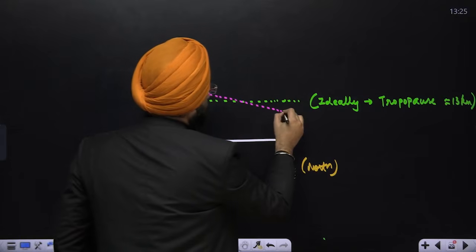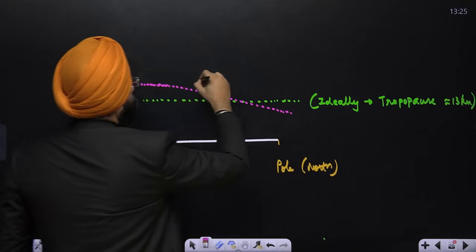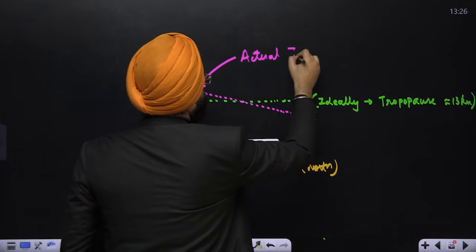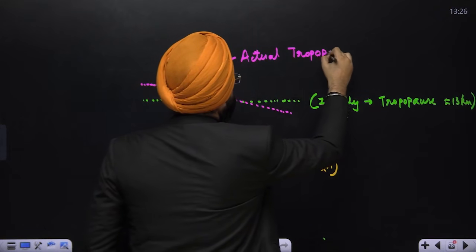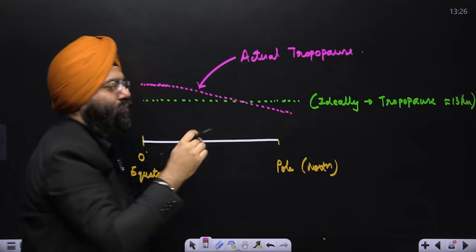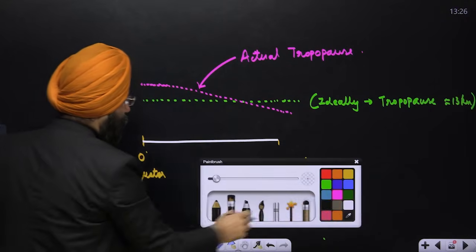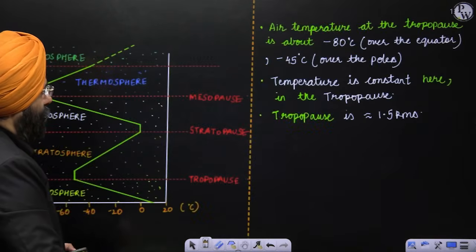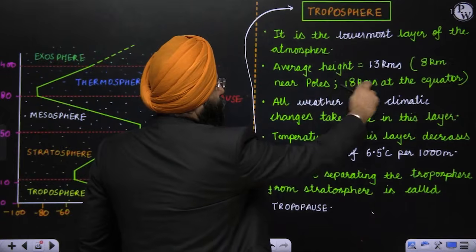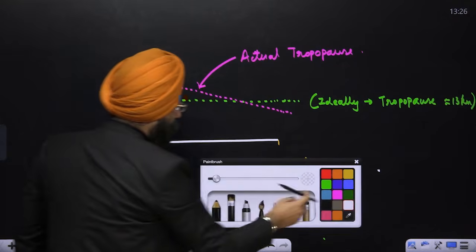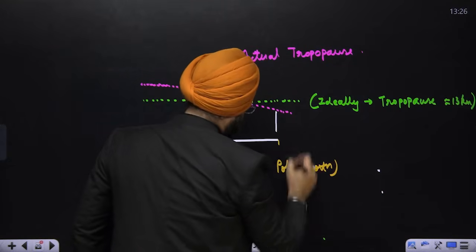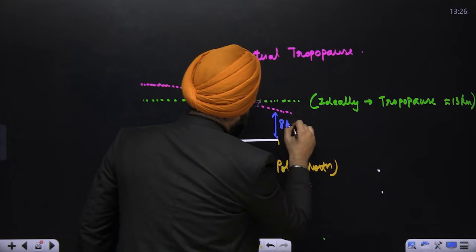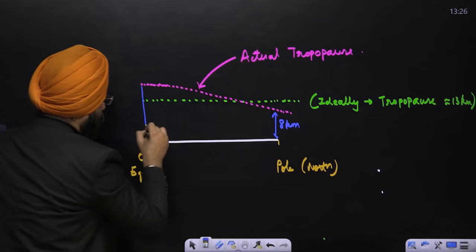this is the actual tropopause, because this is where the troposphere layer ends. Now the thing that will arise is, you have right now read over here that it is 8 kilometers near the poles and 18 kilometers near the equator. Now see, 8 kilometers near the poles and 18 kilometers near the equator.